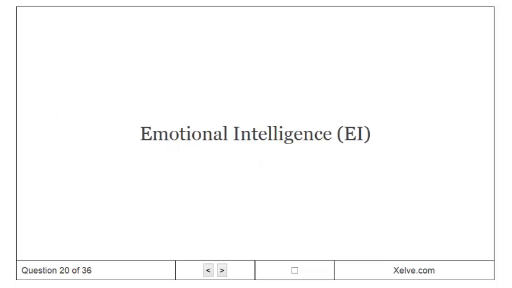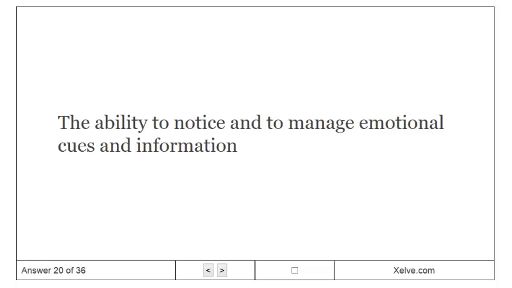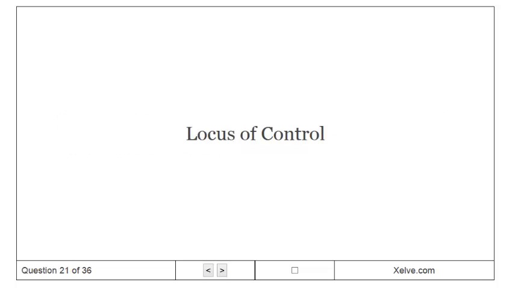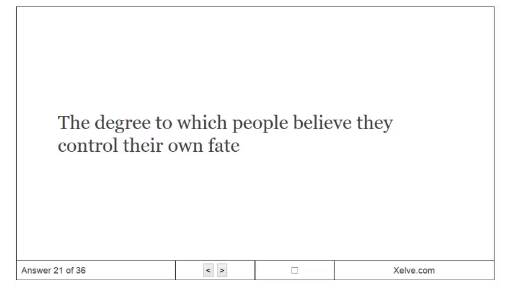Emotional intelligence. The ability to notice and to manage emotional cues and information. Locus of Control. The degree to which people believe they control their own fate.